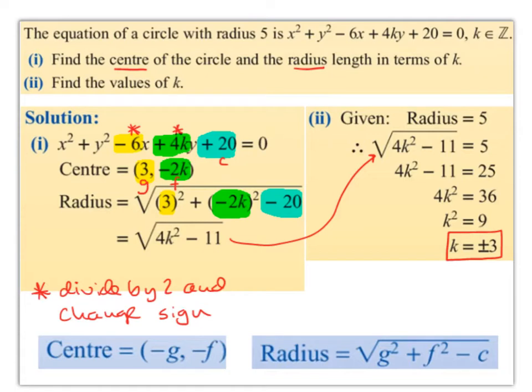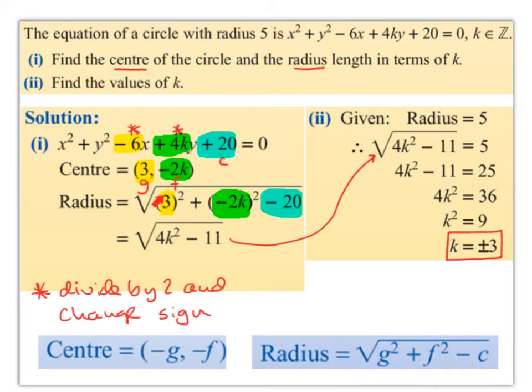Then we label the x value, which is 3, as g, and the y value, which is minus 2k, as f. And we label the constant plus 20 as c. So we have g, f and c. Then we substitute into our radius formula, which is the square root of g squared plus f squared minus c. So we get the square root of 3 squared plus minus 2k squared minus 20.